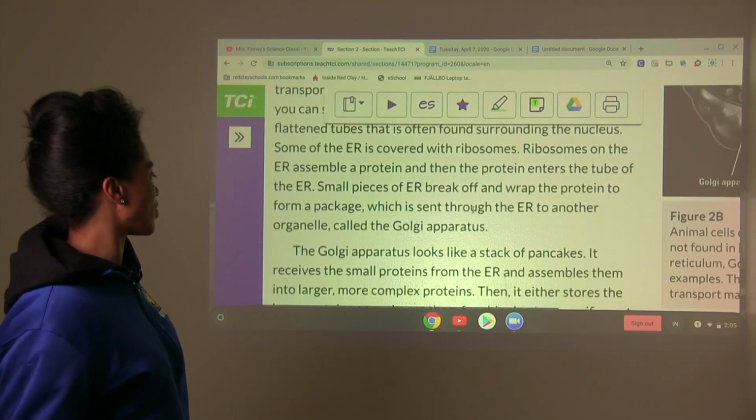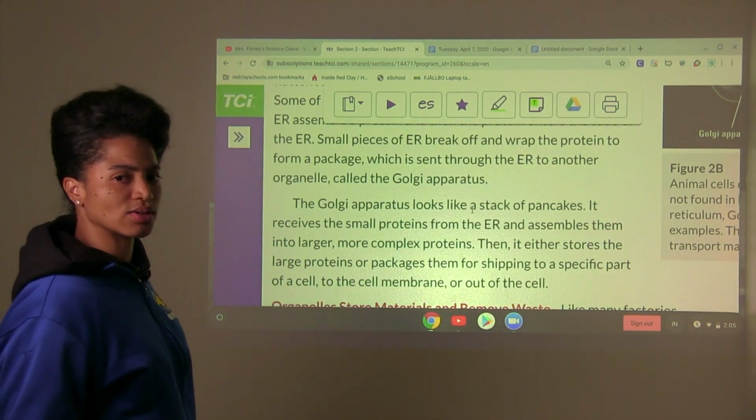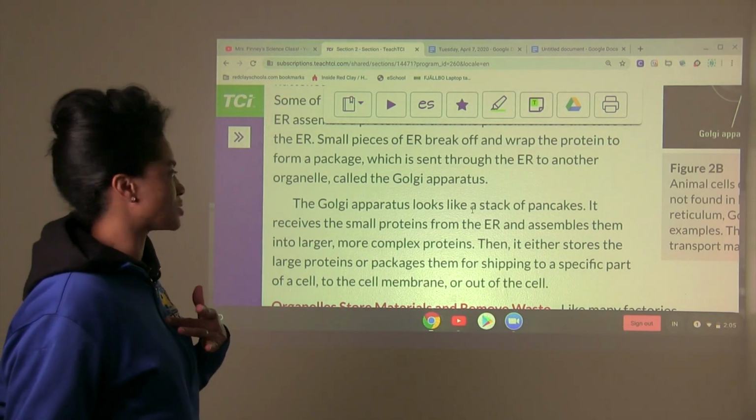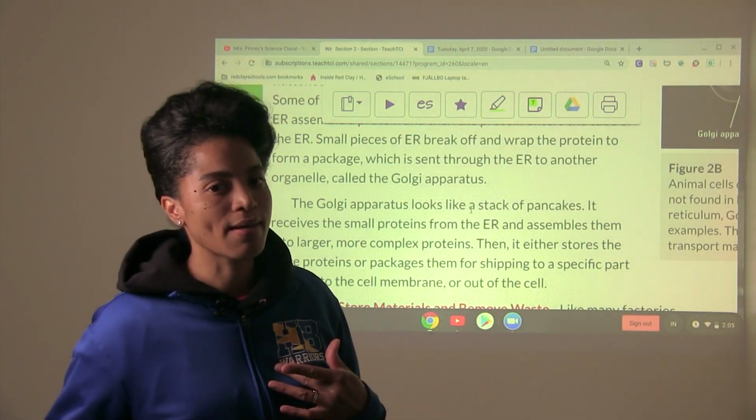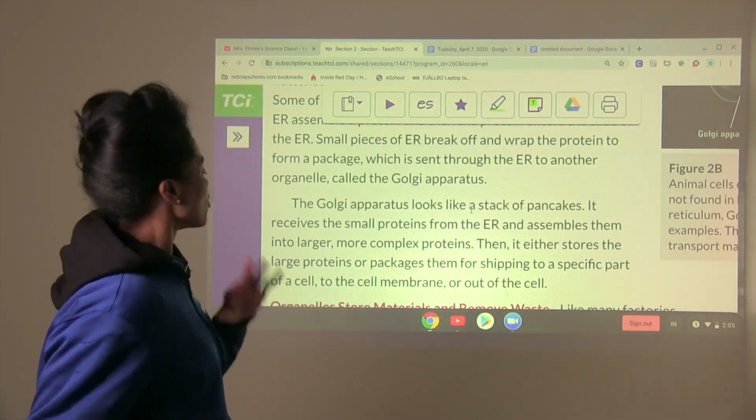All right, let's talk about that one. The Golgi Apparatus looks like a stack of pancakes. Do you like pancakes? I love pancakes. My husband makes some really good pancakes. Call them Mr. James Famous pancakes. They're so delicious. Moving back.